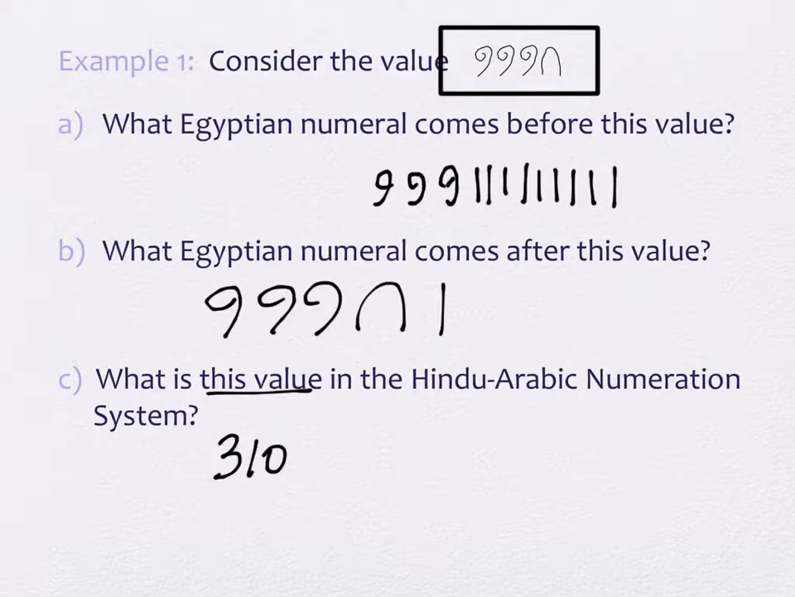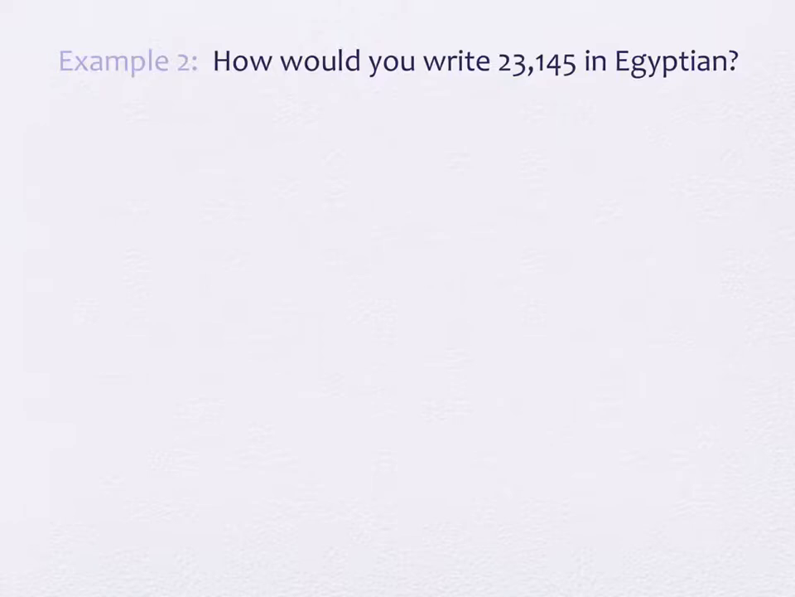Okay, so we're going to go the other direction now. We're going to take one of our numbers and we're going to write it into their symbols. The number we're going to do is 23,145. So we're going to start with the 2 at the beginning. The 2 is in the ten thousands place. So how many ten thousands do I have? 2. And what's the symbol for the 10,000? The pointing finger. Good. So I need 2 pointing fingers.